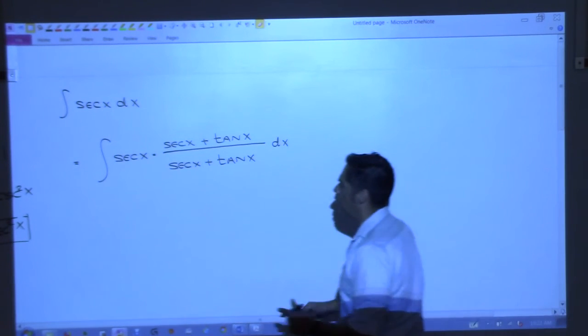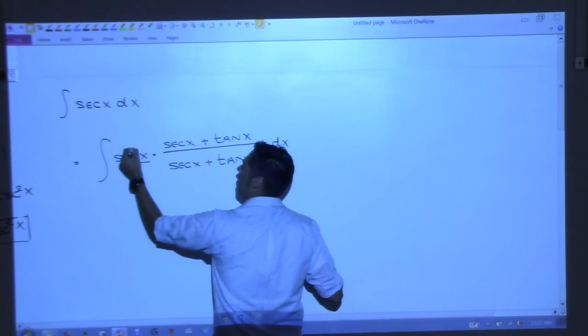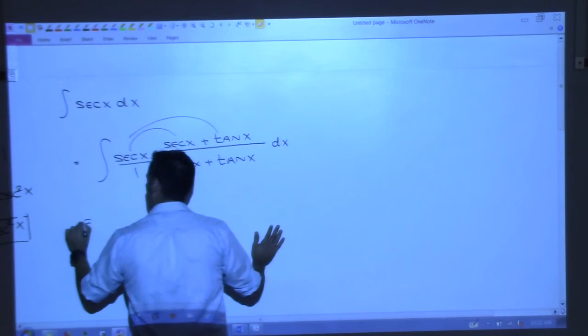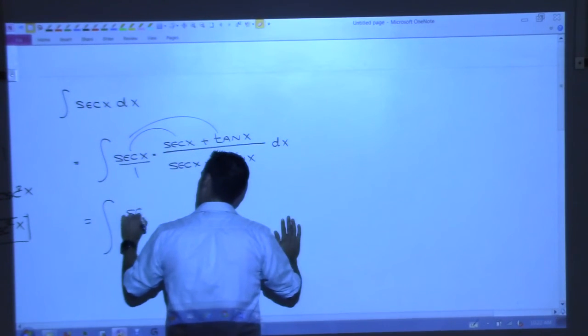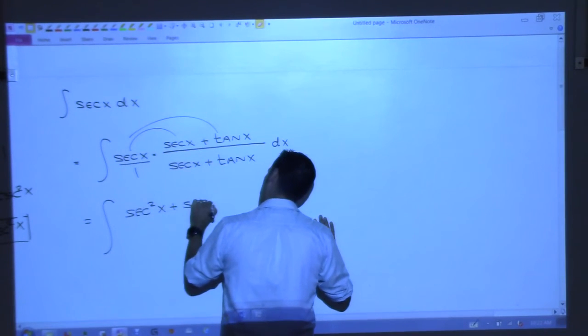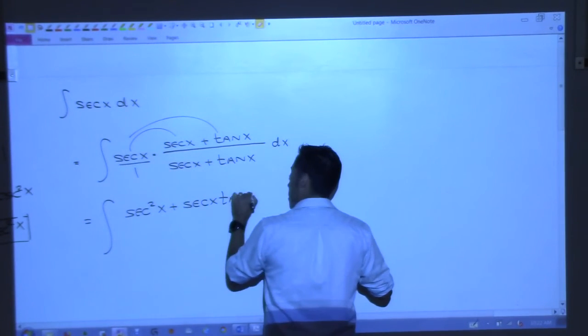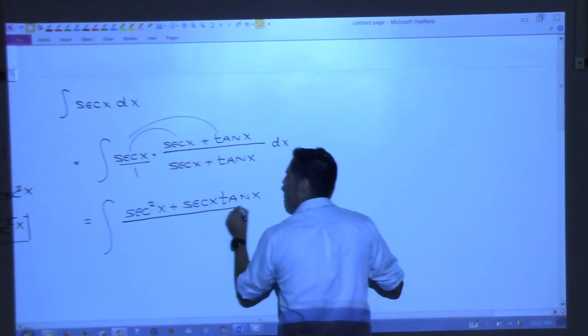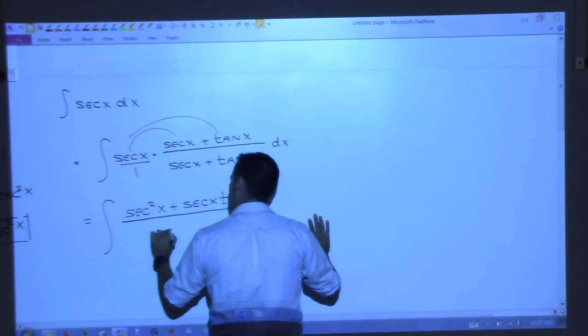Let's do it. Let's multiply. So this is like secant x over 1. So distribute it, and you get secant squared x plus secant x tangent x over secant x plus tangent x.